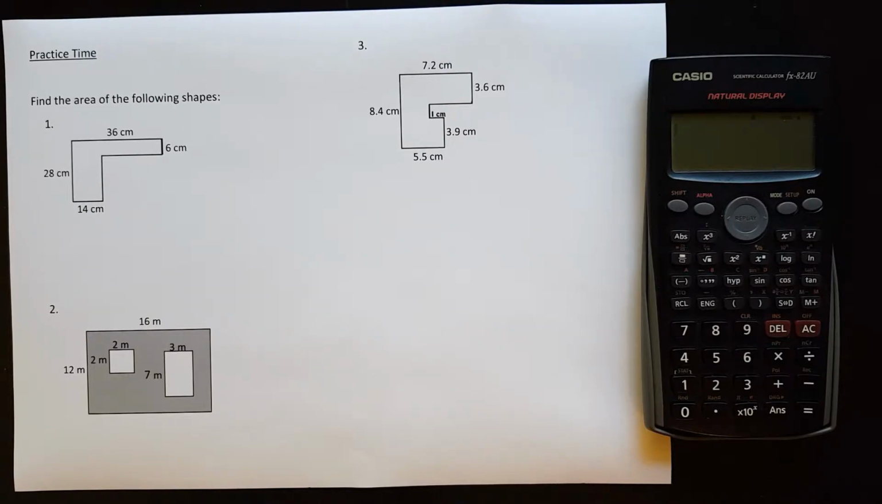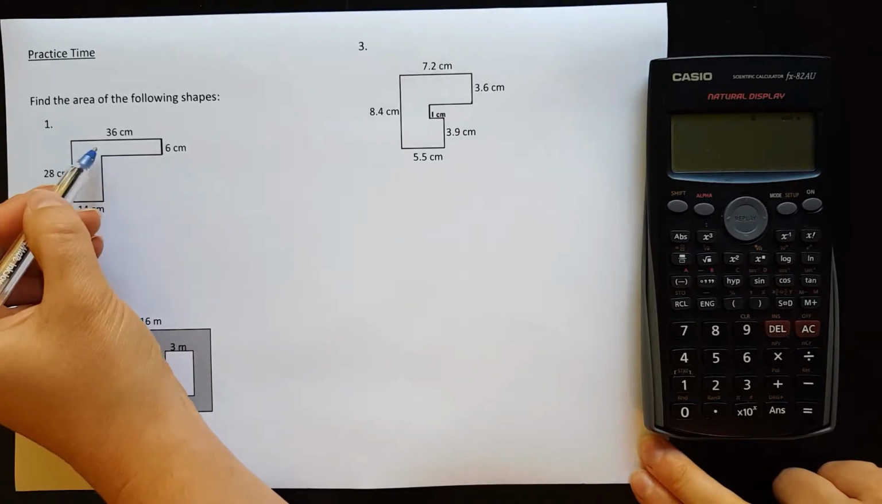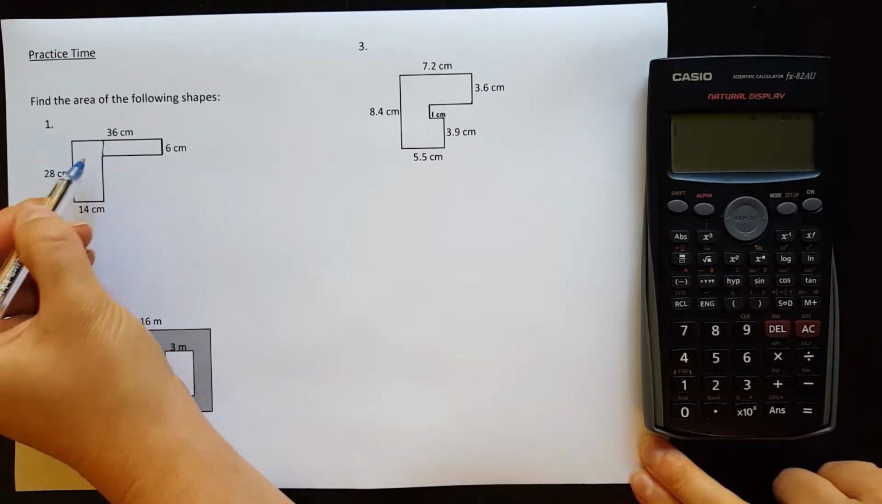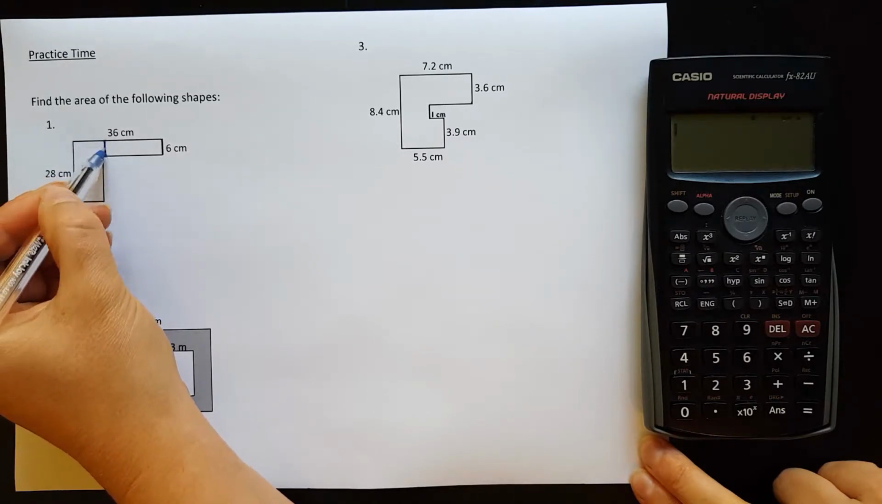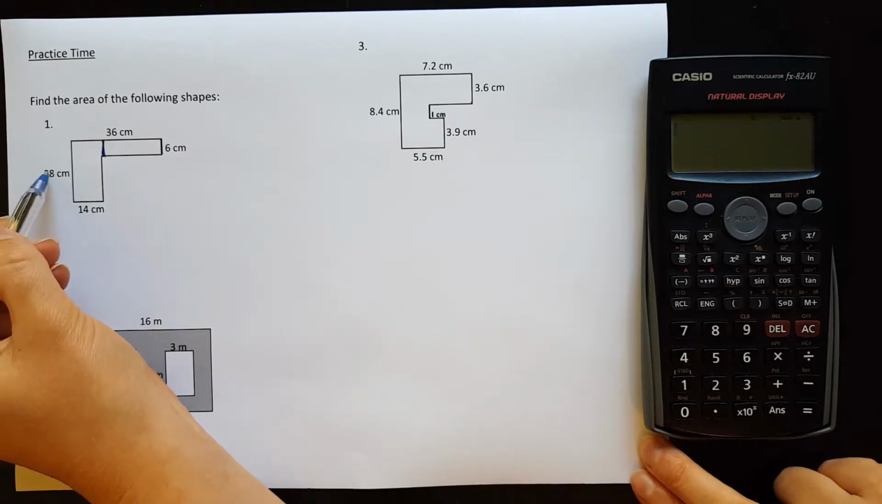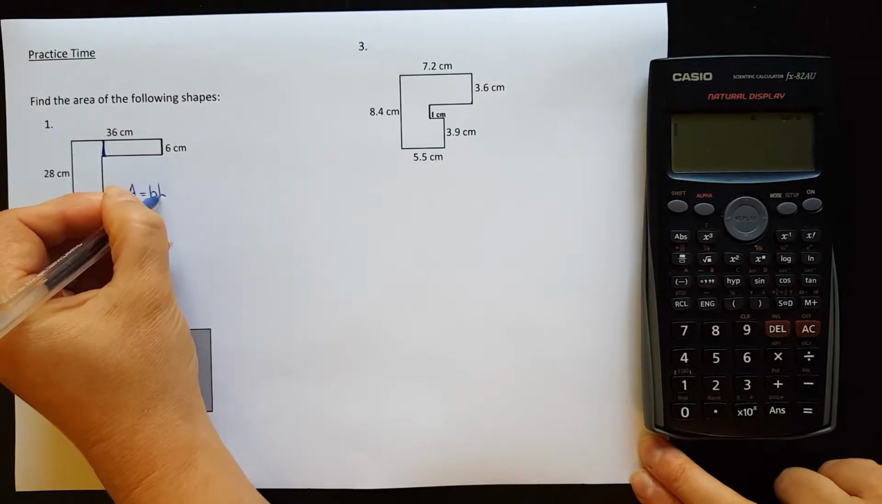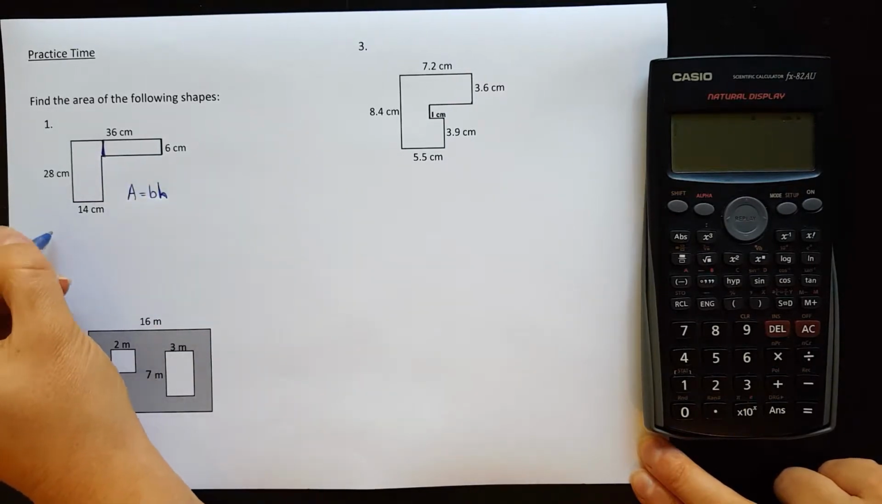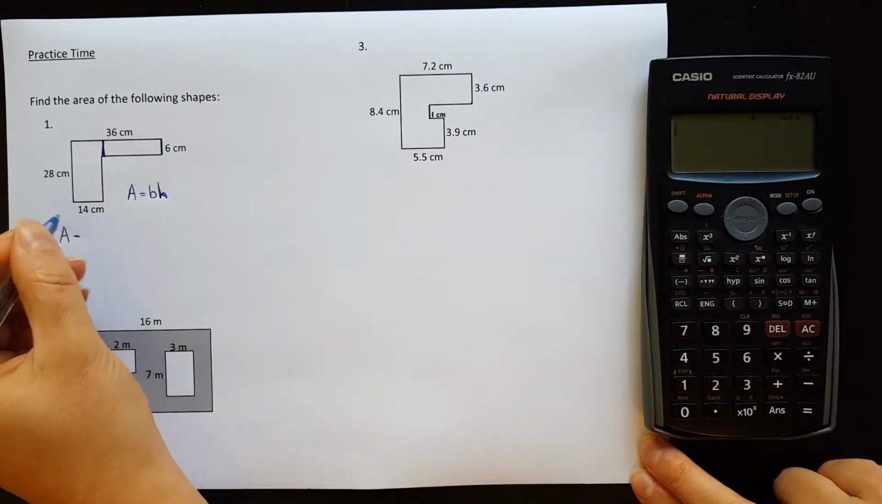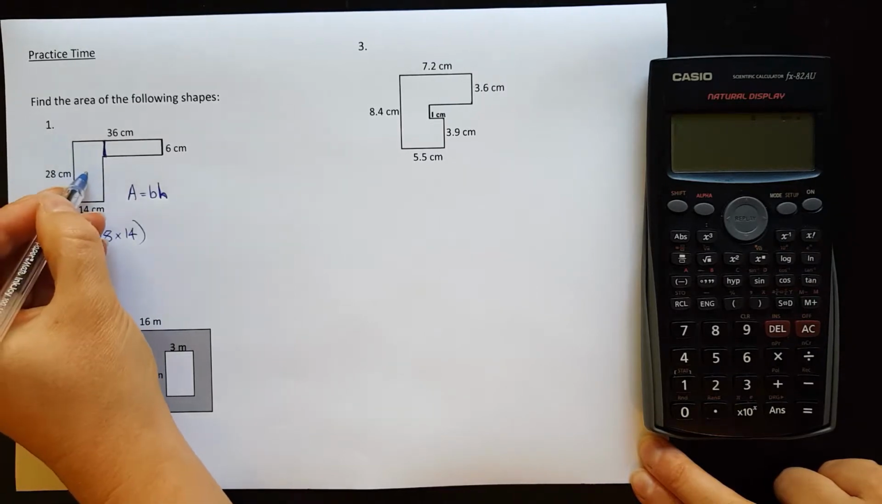Time for you to have a try. Pause the video, try these 3 questions, and then see if you get the same answers as me. For question 1, I'm going to cut this shape. I might cut it this way. If you choose to cut it the other direction, as long as you get your measurements right, then it will still work. So this rectangle is 28 times 14. Let's write down our formula, base times height for a rectangle. So the first rectangle has an area of 28 times 14. That's this one in here.